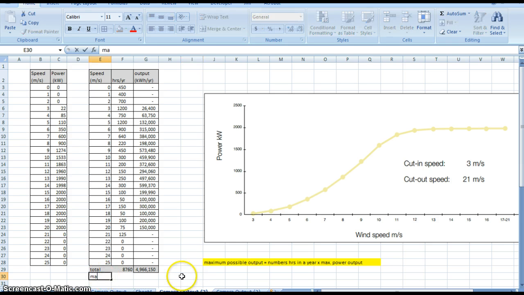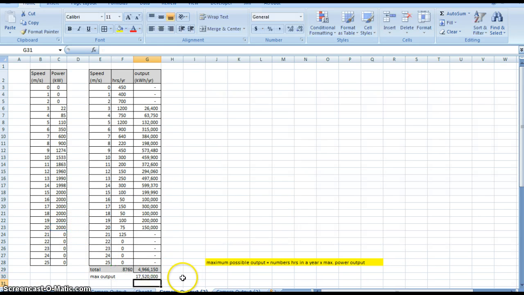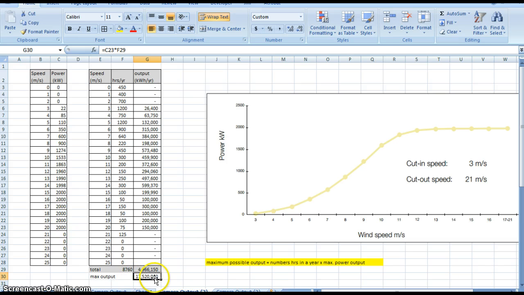If you want to pause it and think about how to figure this out, the max output will simply be, since this is a 2 megawatt turbine, our peak output is 2,000 kilowatts. So if we were operating at full capacity for the whole year, we would have 2,000 kilowatts times 8,760 hours. So we can just set that equation. And there we go. So our maximum possible output is going to be about 17.5, in this case gigawatt hours per year, or 17.5 million kilowatt hours per year.